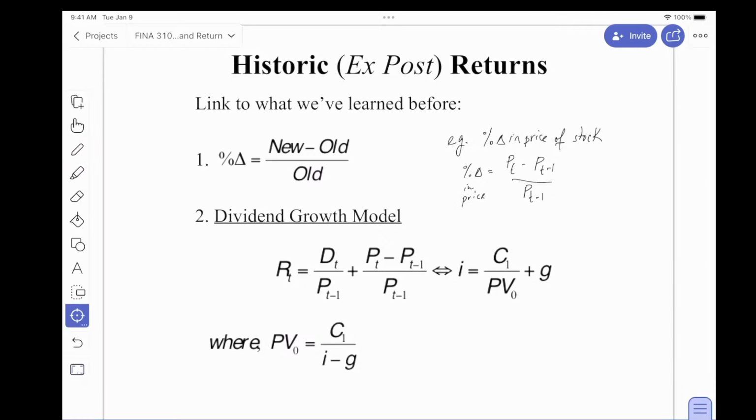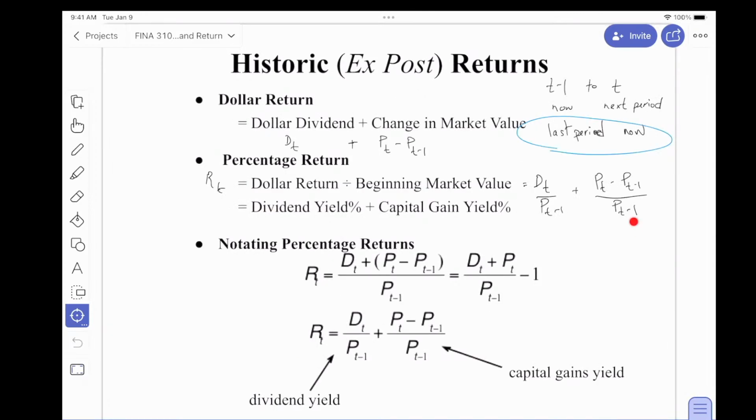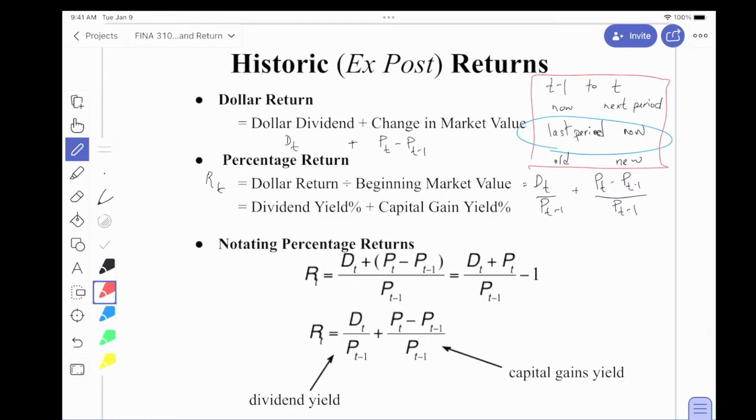All right, so that's something you should have seen in your studies before. So I'm using that idea over here. So now we have a new way of talking about these. I could call this one old and this one new. Okay, so I'm just looking at different ways to think about T minus 1 and T. So you can think of it as old and new, last period and now, or now and next period, or just T minus 1 and T.